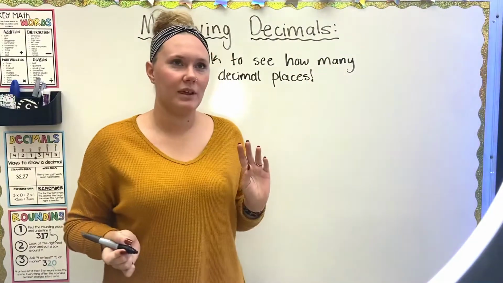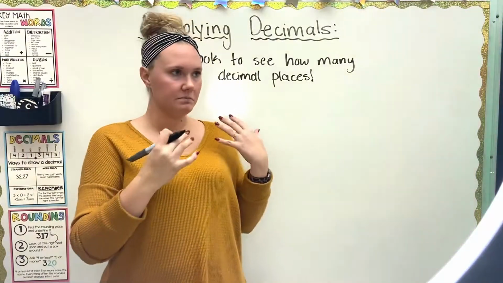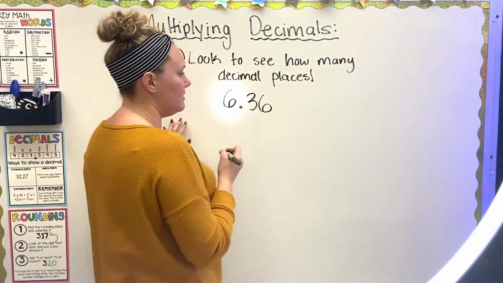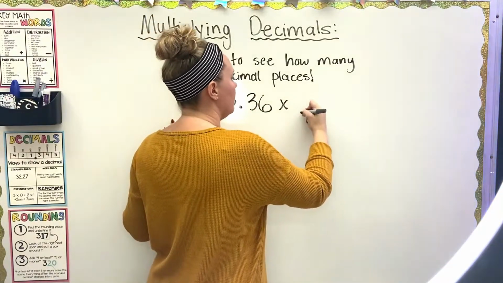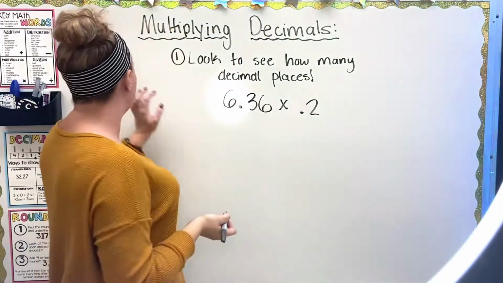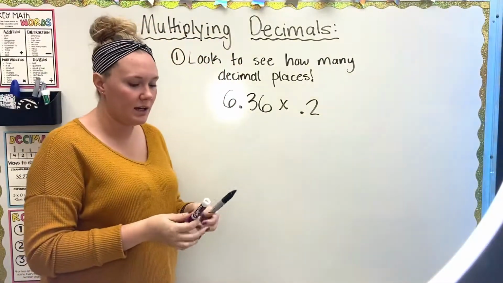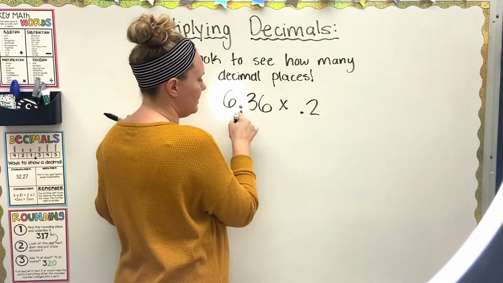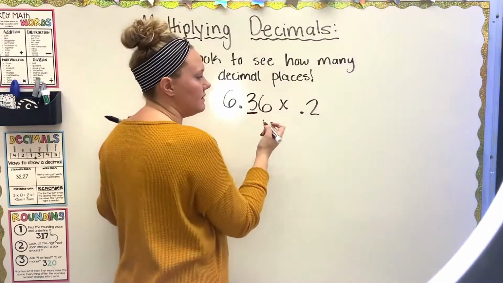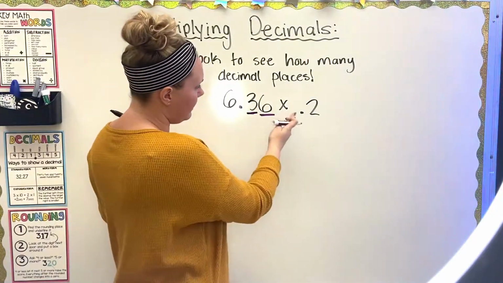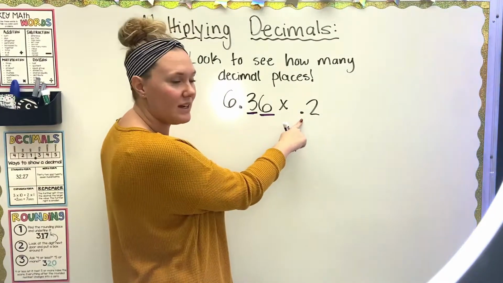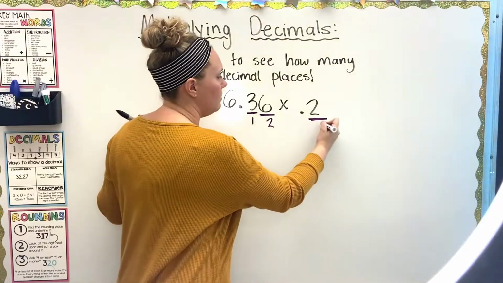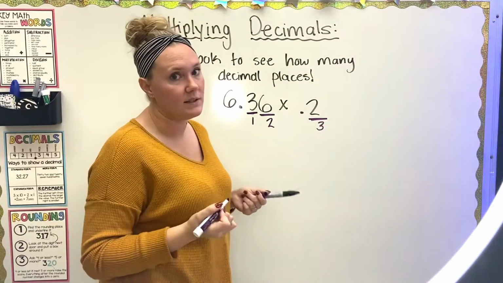Okay, and whenever I mean look to see how many decimal places, I mean if we had a problem that was 6.36 times 2/10, I would look to see how many decimal places are behind the decimal. And when you do that, you underline them. So here's the decimal, so I look behind. So here's one place. Here's another place. Well, I don't have anything left over here, so now I'm going to go over here. There's another decimal, and there's another place. So I have a total of 1, 2, 3 decimal places in this problem.